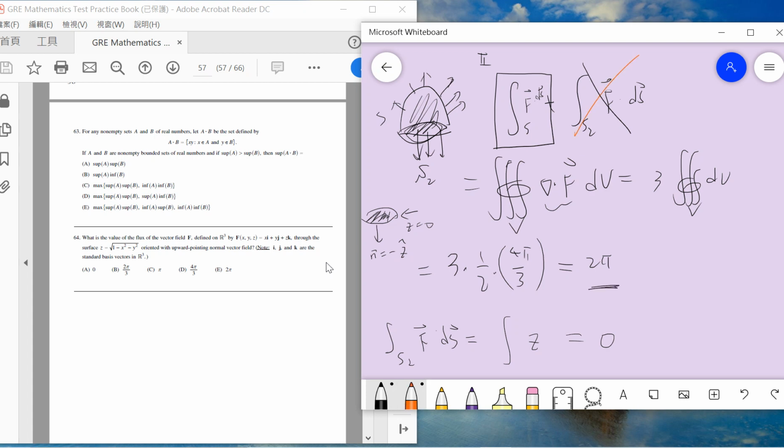So you can use the divergence theorem, or just brute force compute this, and you can get your correct answer. The answer is E.